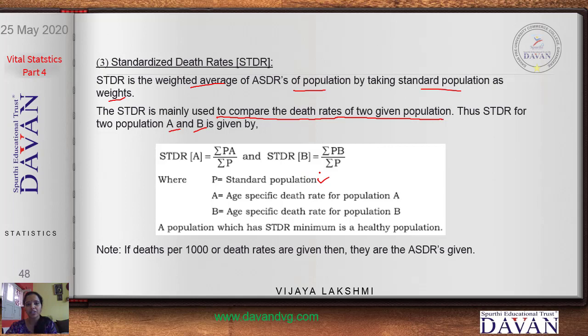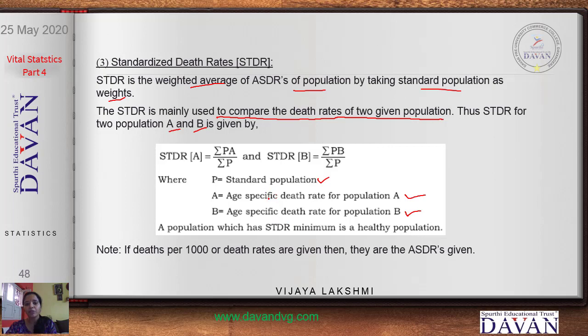So in every question, if they ask you to find the STDR, the standard population will be mentioned. Or sometimes they may say, take the population of city A as the standard population, or take the population of city B as the standard population. But the standard population will always be mentioned. And next, A is the age specific death rate for population A, and B is the age specific death rate for population B. Okay.